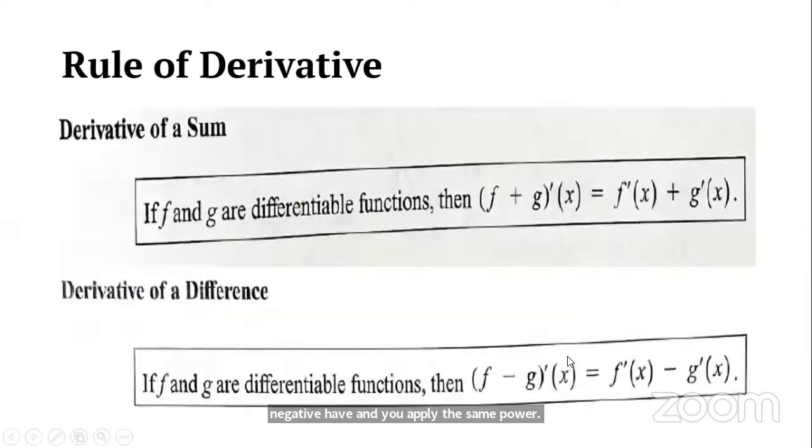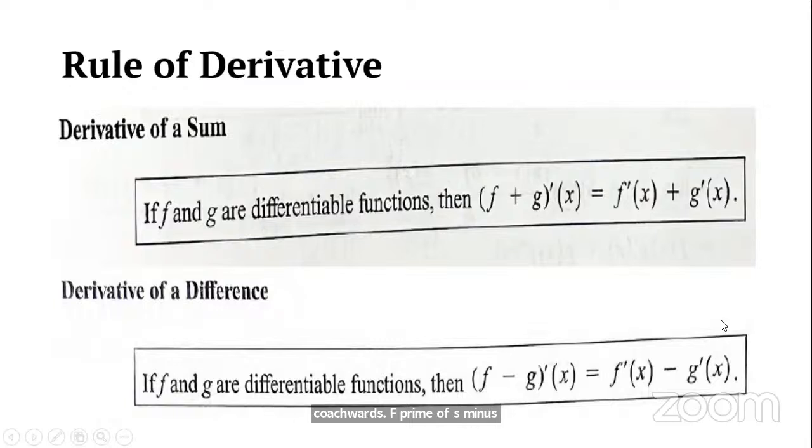Now let's talk about the derivative of a sum and the derivative of a difference. The sum and the difference are the same equation, but the only difference between them is the sign. For the sum, you have a positive sign there, and for the difference, you have a negative sign. So here the theorem is saying that if you have f of s plus g of s, prime of s, it will become f prime of s plus g prime of s. And the same thing applies for the derivative of a difference. You have f minus g into bracket prime of s is equal to f prime of s minus g prime of s.